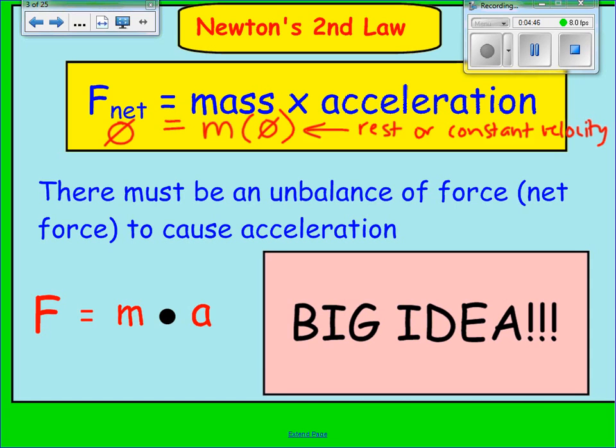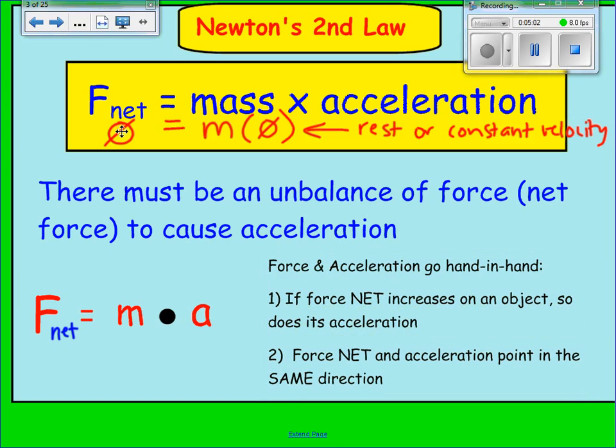And we can use Newton's second law to tell us whether or not the object is speeding up or slowing down. So here's the equation for Newton's second law. Net force equals mass times acceleration. Now, the big idea that I really want you to get from this slide is this. Force and acceleration go hand in hand. Another way of saying that mathematically is that force and acceleration have a direct relationship.